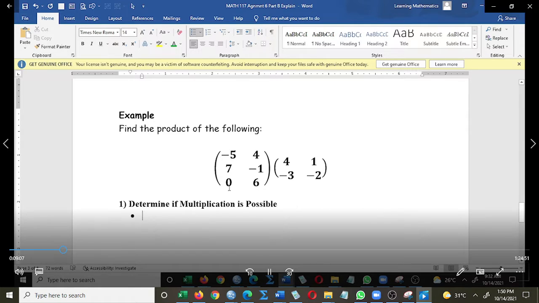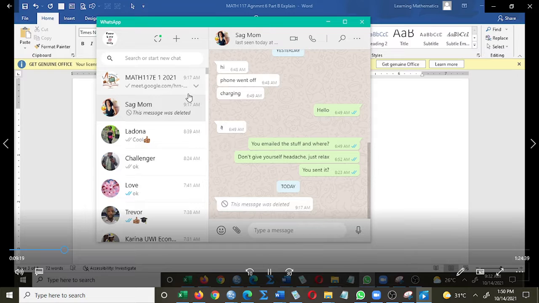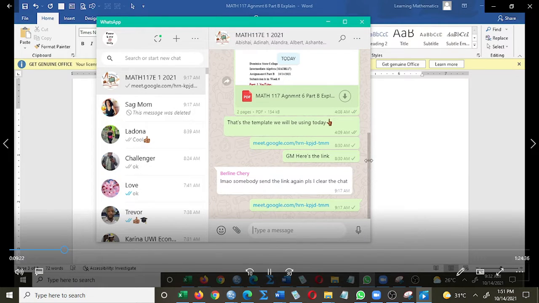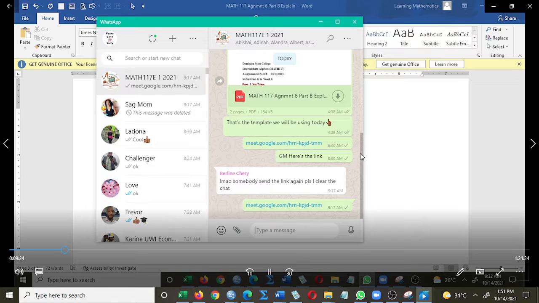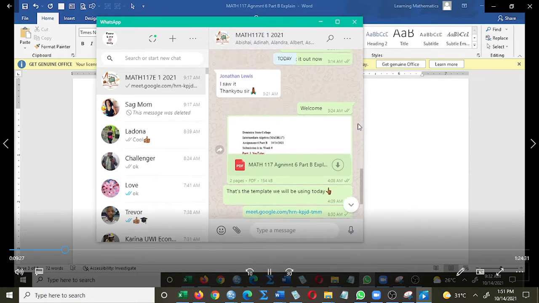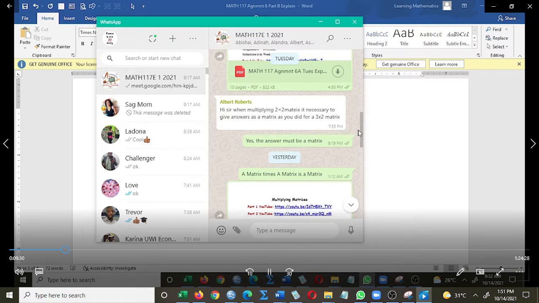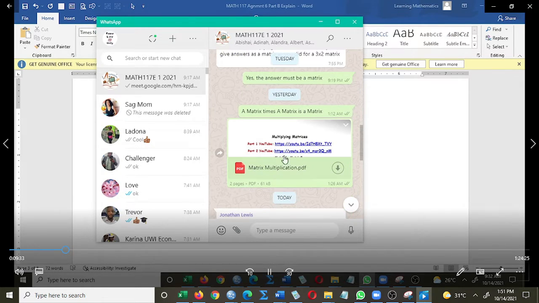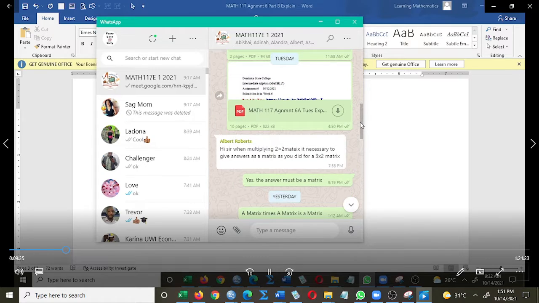Plus again, we did that already, right? This is a continuation from last class. I sent the video on that in the group chat. We did multiply a case like this. If you go in the group chat, look there: multiplication of matrices. Here is what we did. So yes, they can be multiplied, because we did it already.